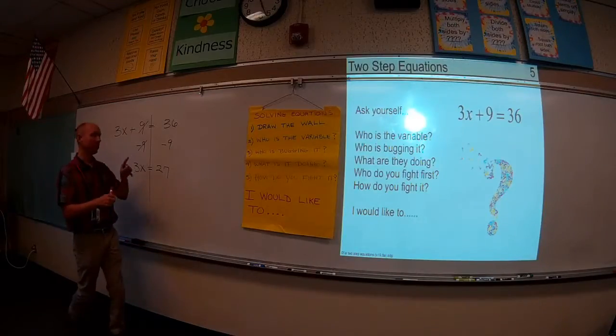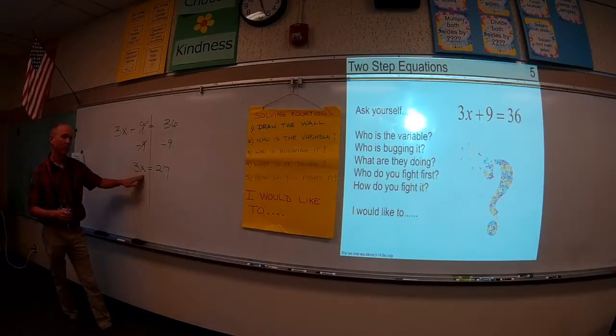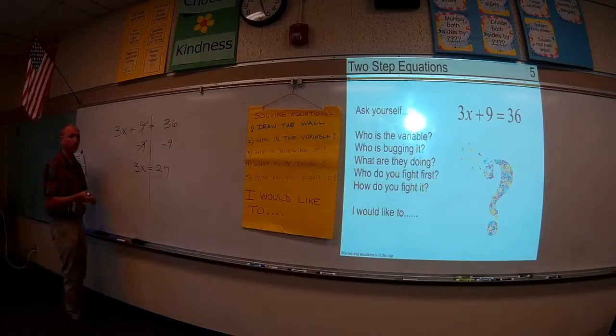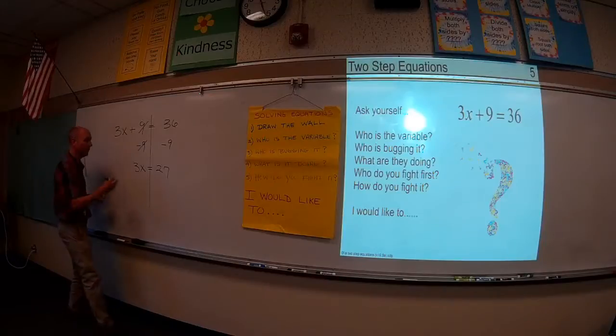So let's go back to this. Who is the variable? Who is bugging the x? 3. What is the 3 trying to do to the x? Multiply. How do you fight multiplication? Divide. Now give me the rainbow poster. Divide both sides by 3. Dividing both sides by 3.